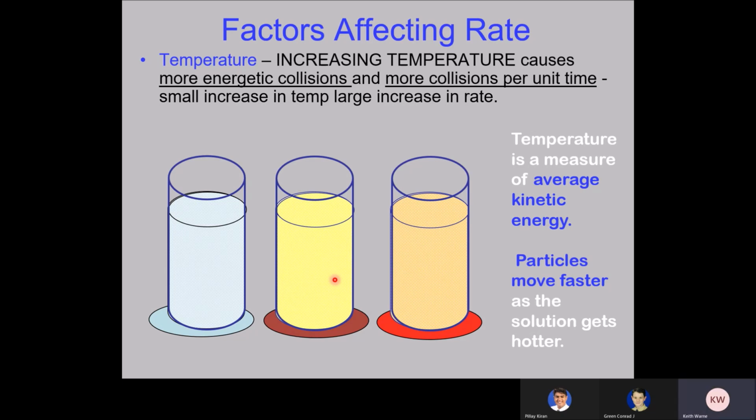All right, so again, why does it work? Because you've got more energetic collisions and you've got more collisions per unit time, a higher rate of collisions. The average kinetic energy of the collisions increases and the particles move faster. That picture there is supposed to be a cold surface, a warm surface, and a hot surface, and you can see the things have got hotter.